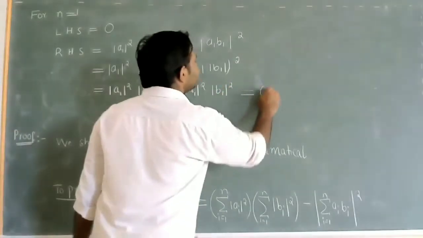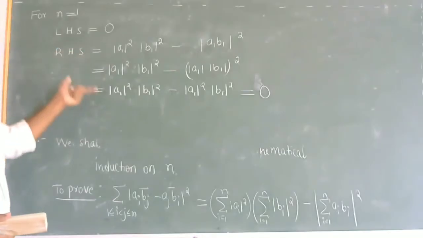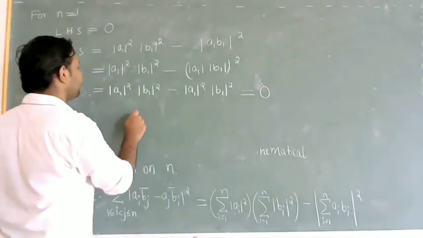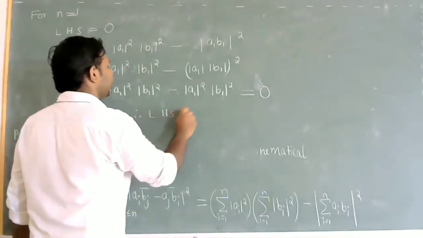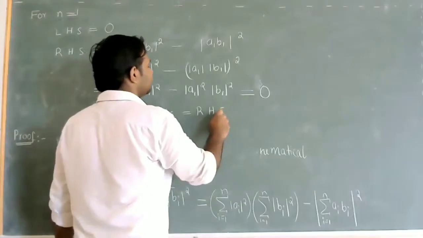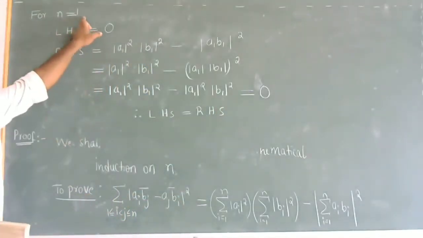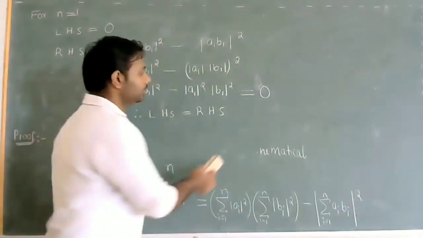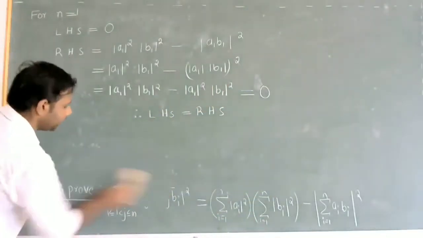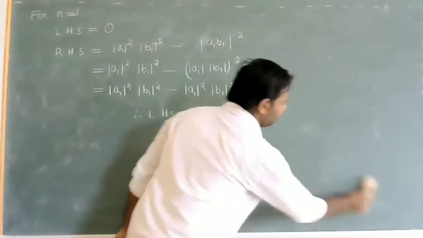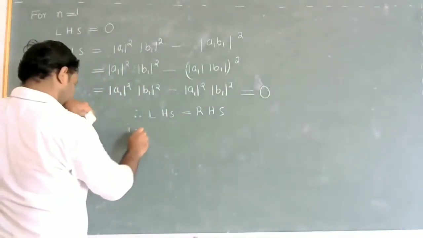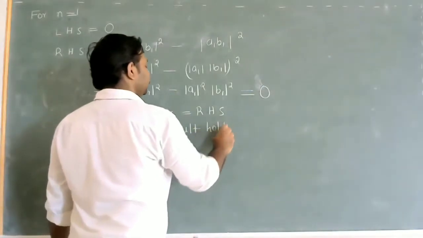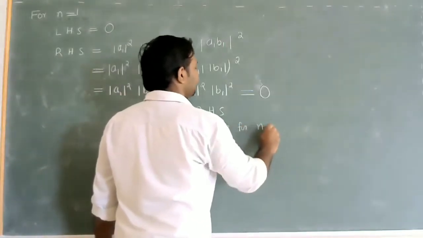So difference will be 0. So LHS is equal to RHS. That means left hand side is equal to right hand side. So what it means? For n is equal to 1, the equation holds. The left hand side is equal to the right hand side. In particular, both are equal to 0. So that is, the result holds for n is equal to 1.